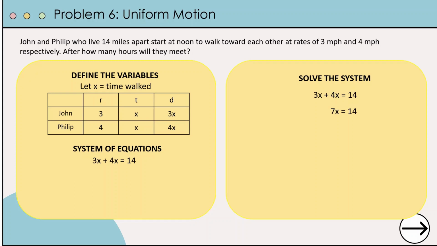Now, let's solve for x by dividing both sides of the equation by 7. We have 7x divided by 7 is equal to 14 divided by 7. We simplify, x equals 2. Therefore, John and Philip will meet in 2 hours.